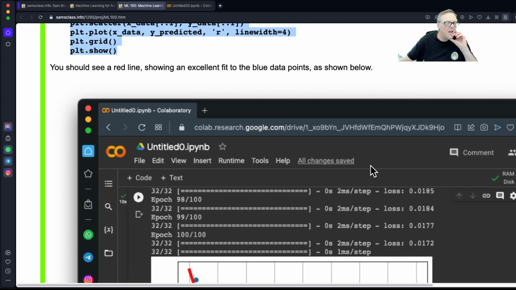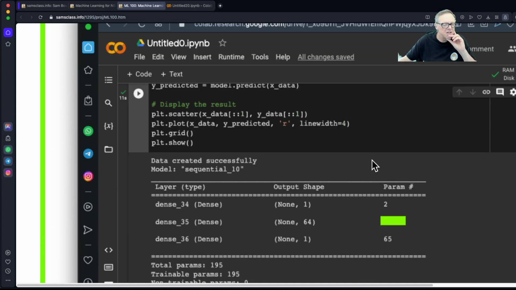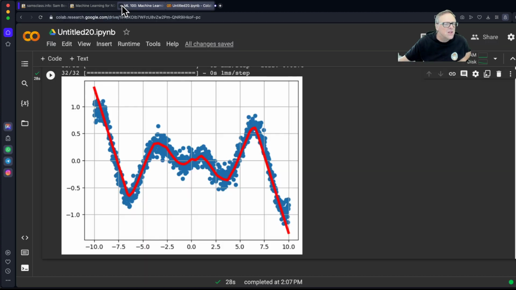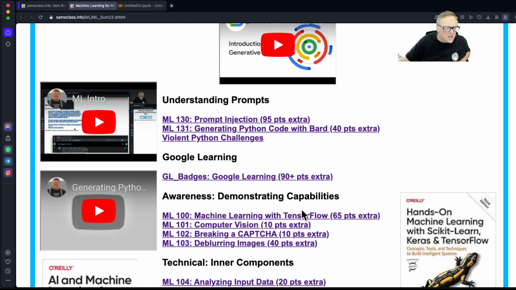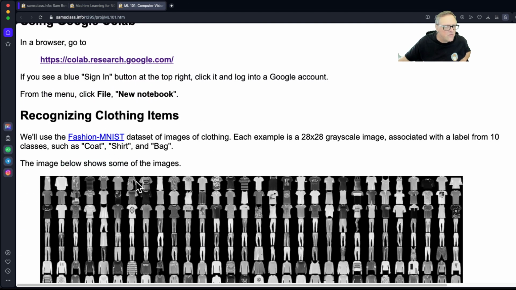So there are a few flags to find here by modifying it and trying different versions of it to see how it fits. And you can play with fitting curves. And there are a couple of other ones down here. Here's one where you get to do computer vision, which is very fun, I think. This uses a well-known series of images that are from fashion.